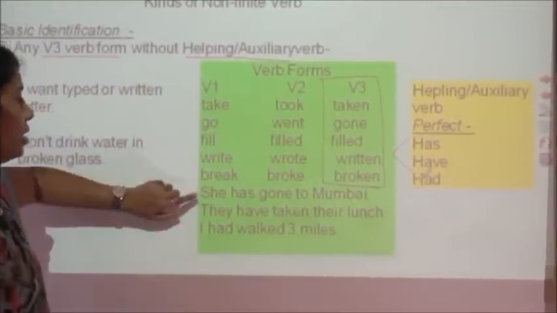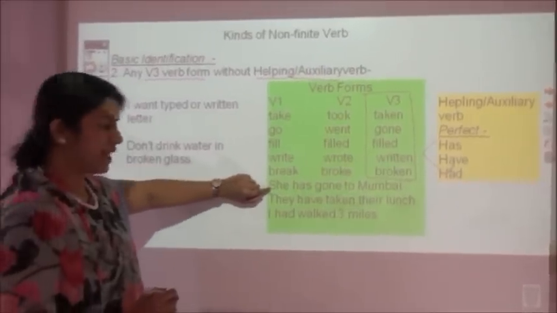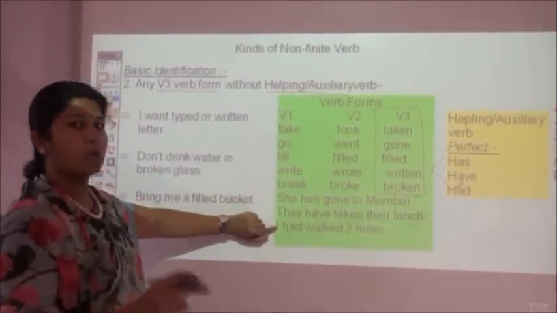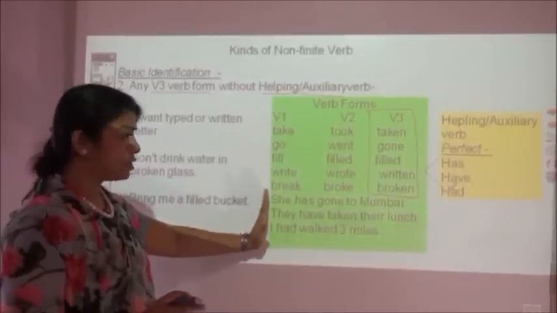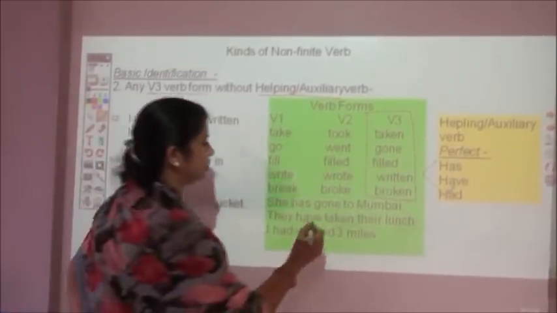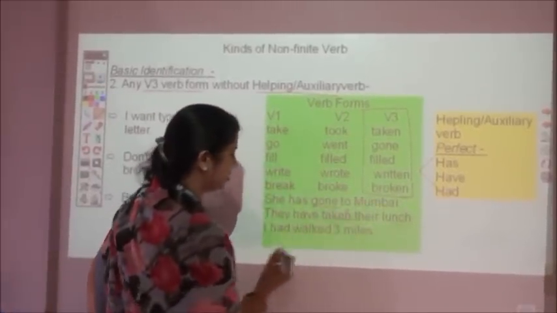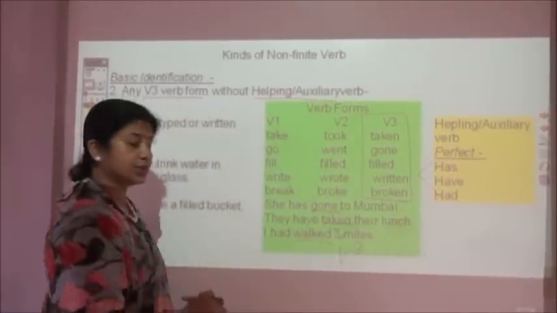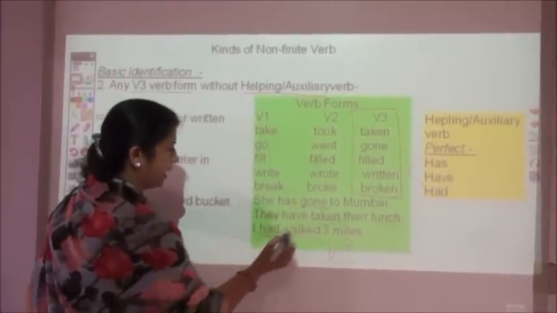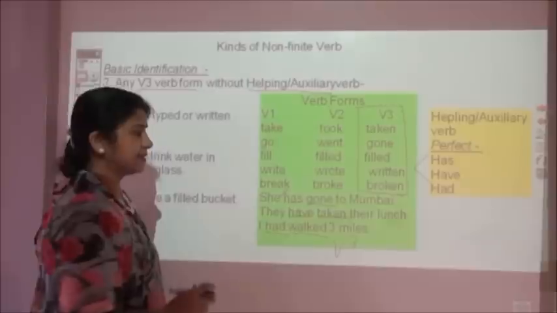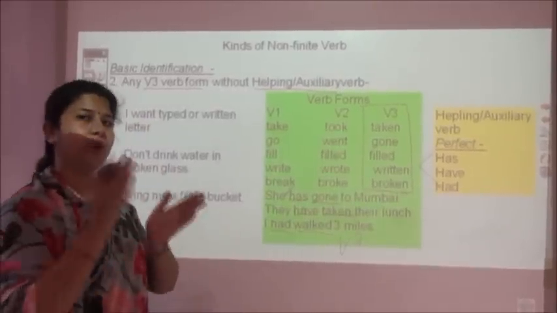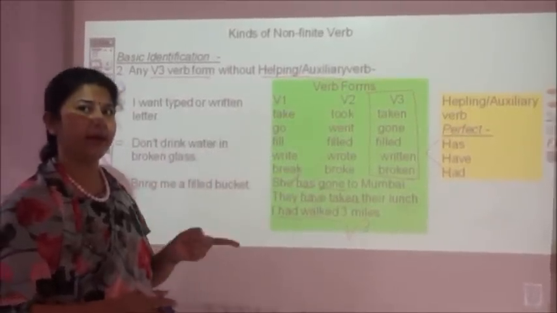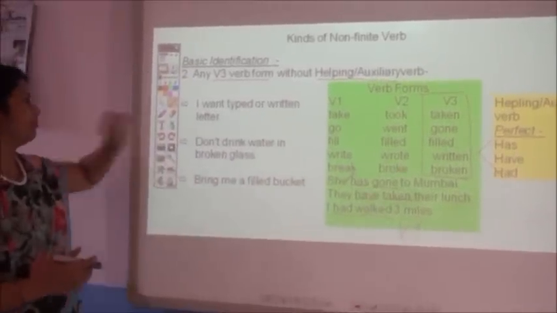Okay. Now see the examples. She has gone to Mumbai. They have taken their lunch and I had walked 3 miles. Now which are the V3 verbs here? Gone, taken and walked are V3 verbs. Now what is written before the V3 verbs? Had and has. That means again before any V3 verb you should write helping verbs. Those are has, have and had. Okay. Now come to this part.